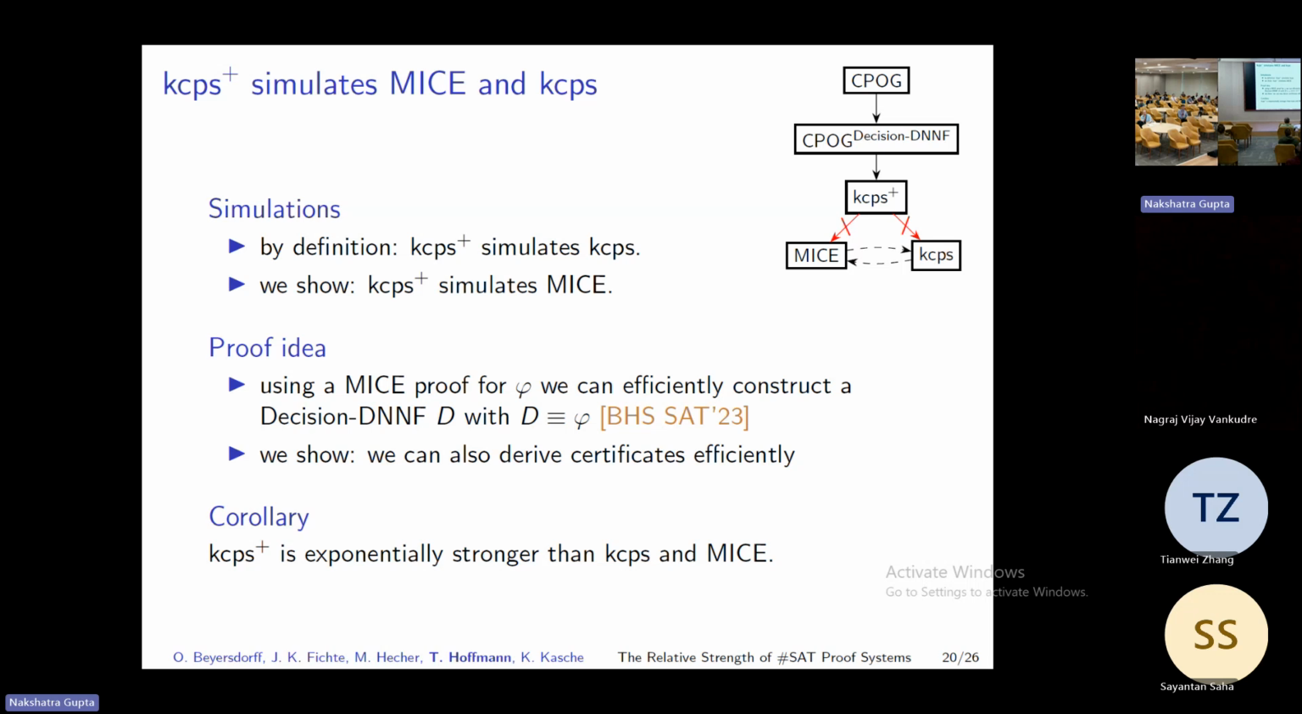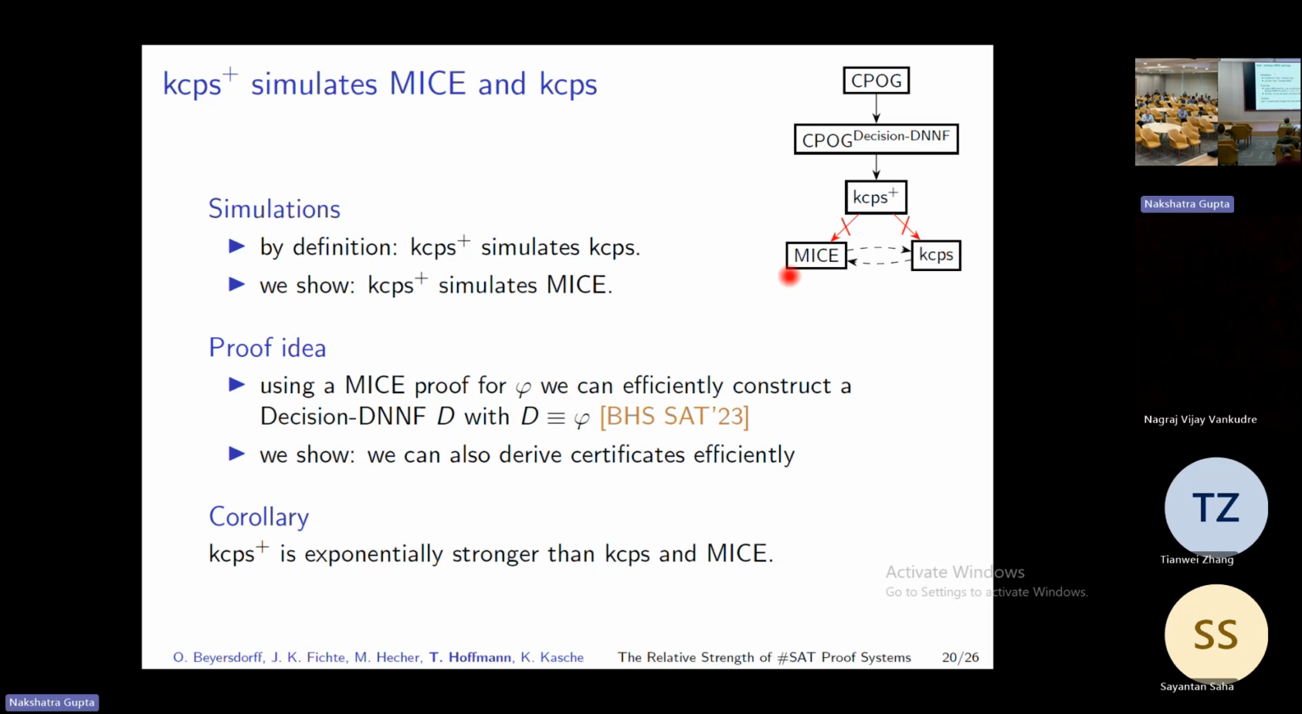And the idea is that we can start with some mice proof for some formula phi, and we basically can somehow translate this mice proof into a decision DNF for phi. And this is also something we showed already last year. And all we now have to do is show that we can make this decision DNF also certified. And this is again a bit more technical, but this can be done. So this result is basically just a generalization of our result last year.